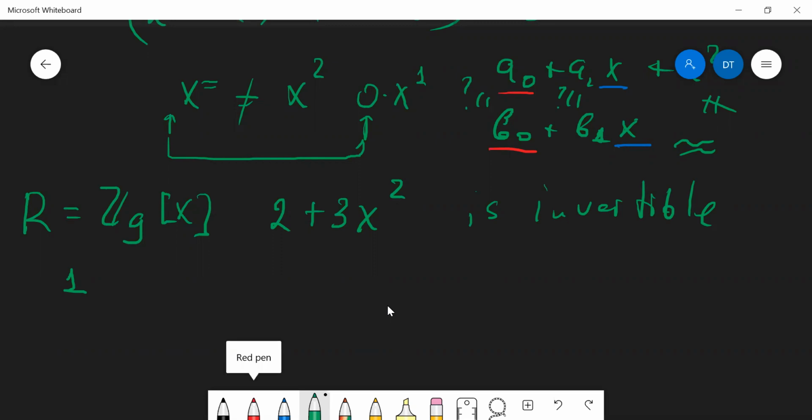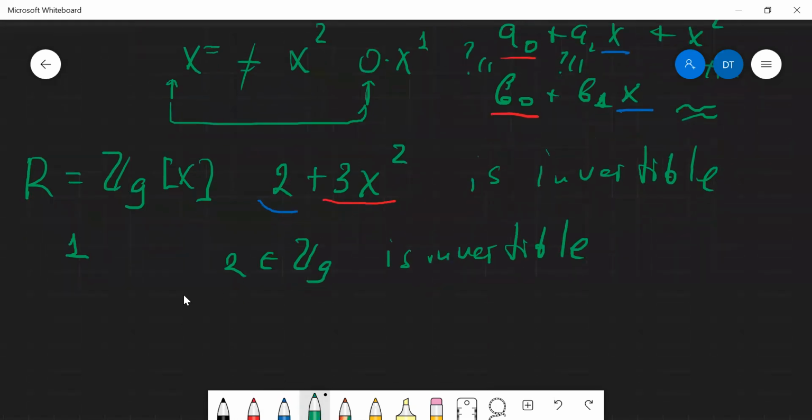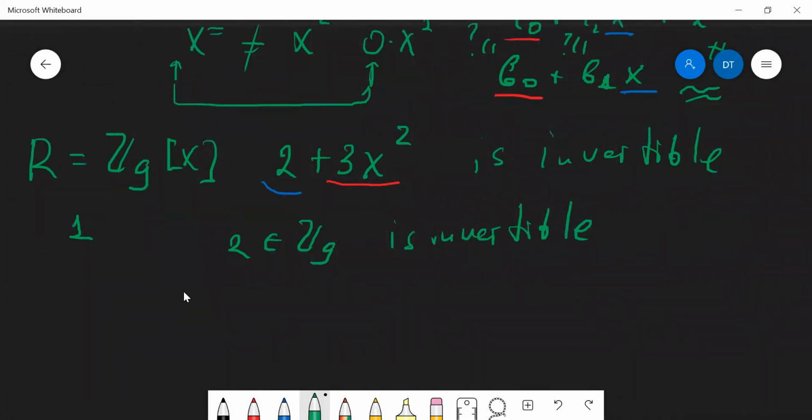But let me explain why this is invertible. You see, it's a sum of two elements. But let me use different colors. The element 2 is the element of Z9. It's invertible. Well, maybe we should multiply it by something that will turn it into a constant, and then multiply by something that will turn the constant to 1. No, it's not that easy. It's more complicated, but let me show you how to do that.